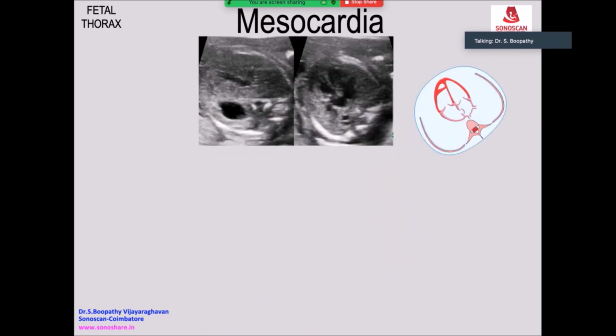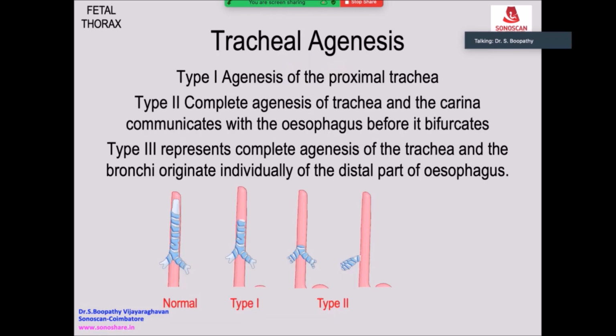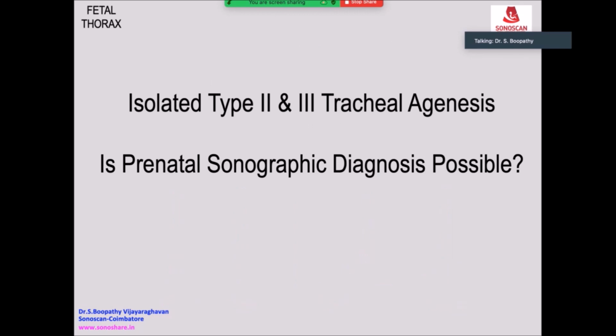The same thing is followed here. So here you see the dilated trachea up to the neck, and that's called the fluid bronchogram. Even the bronchi are filled with fluid. And this is type 3, where the two bronchi arise independently and separately, tracheal agenesis. In type 1, it presents as CHAOS, so it can be diagnosed. But in type 2 and 3, because there is communication with the esophagus, we don't see features of CHAOS.